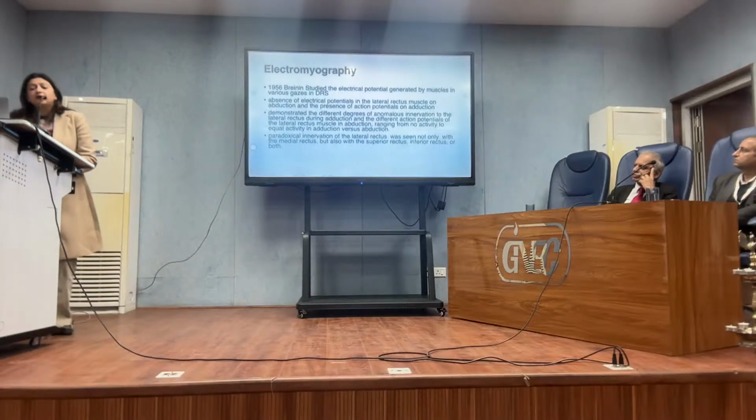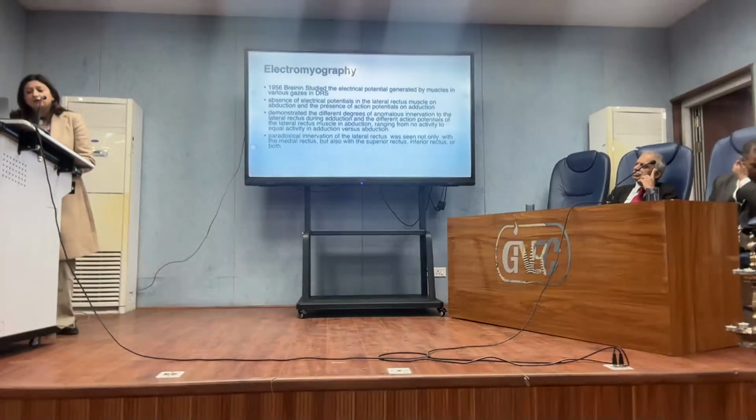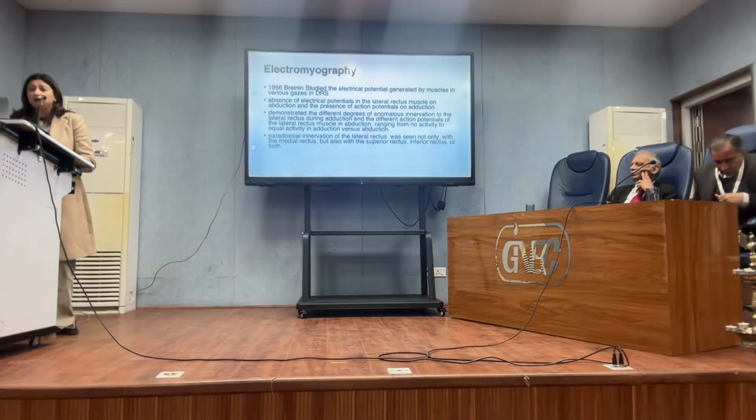Electromyographic studies were started by Brennan in 1956, and these studies have shown the absence of electric potential in the lateral rectus muscle on abduction and the presence of action potentials on adduction. They've also demonstrated the different degrees of anomalous innervation which the lateral rectus muscle receives during adduction. And also remember that there is a range from no activity to subnormal activity to near normal activity of the lateral rectus innervation, the normal innervation I'm talking about, which it is getting from the sixth nerve.